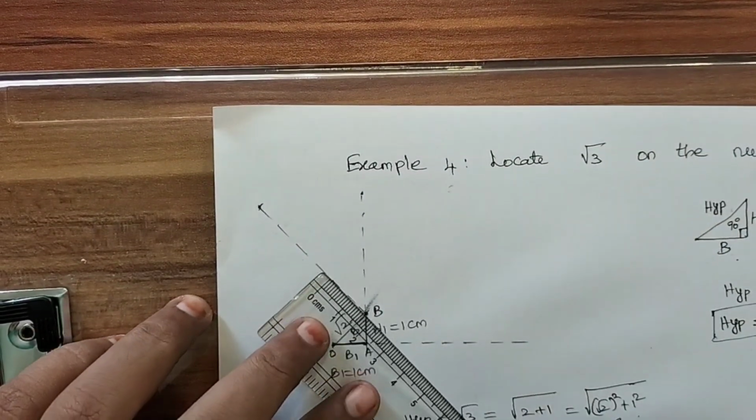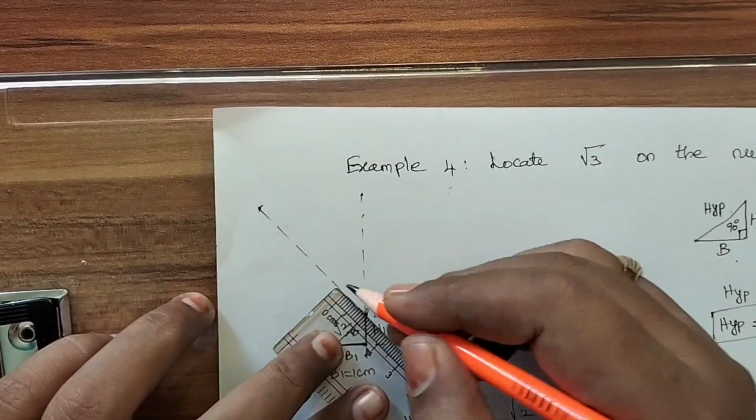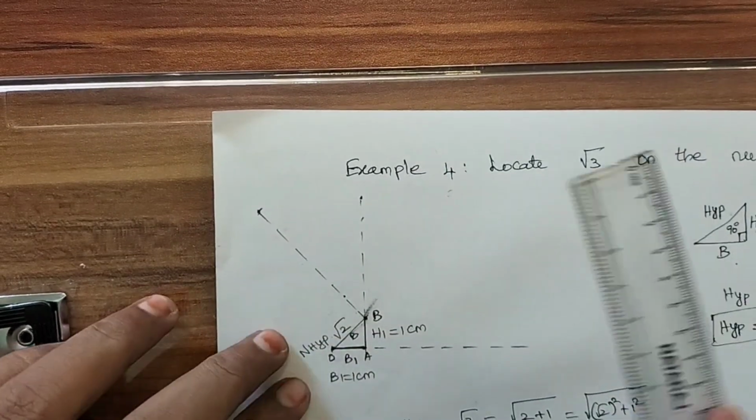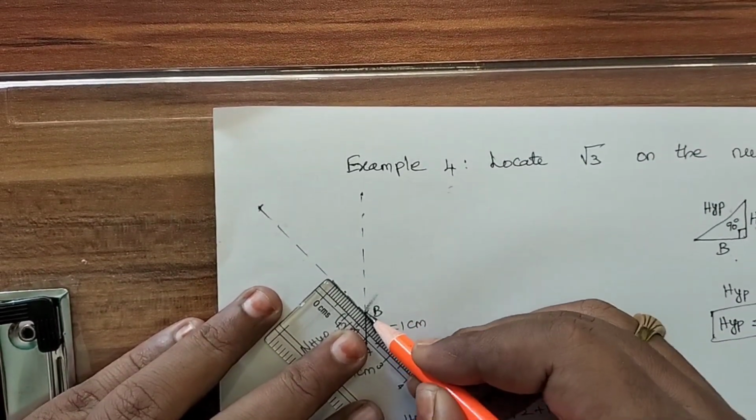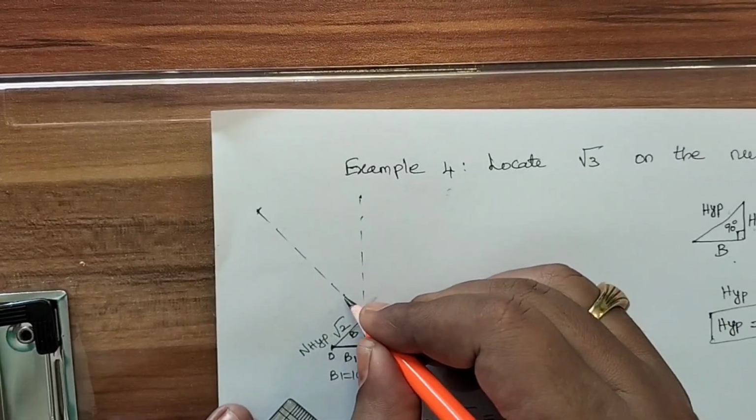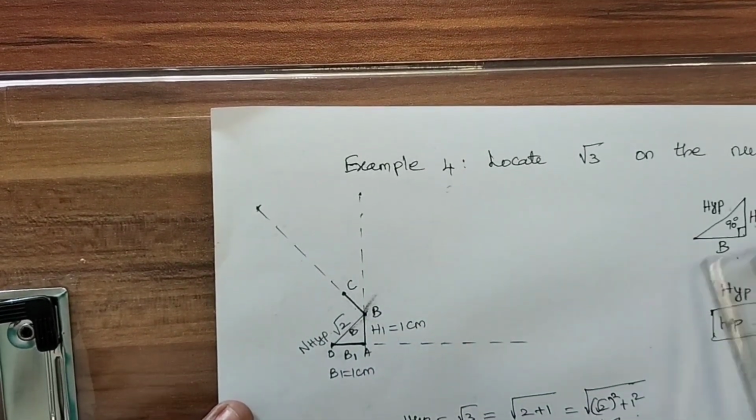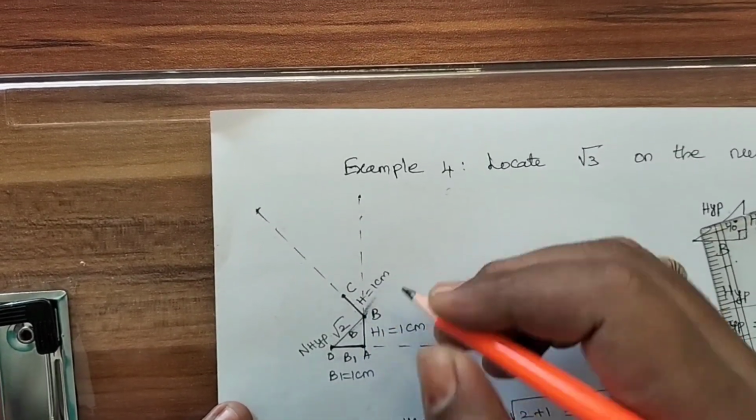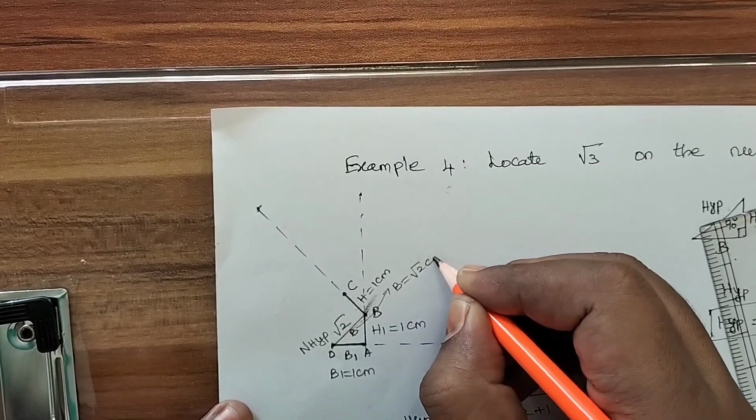So now measure 1 centimeter. Keep 1 properly at B and mark the value at 0. Now join these 2 points, which is 1 centimeter. Let me consider this point as C. So now this height is equal to 1 centimeter. This base B is root 2 centimeter, right?